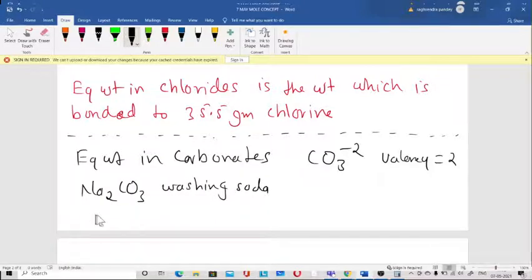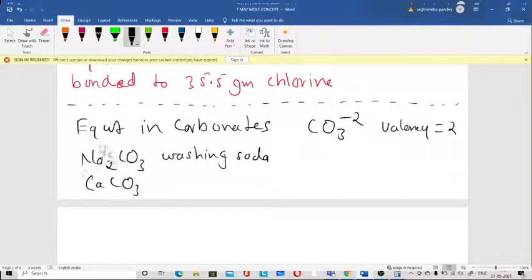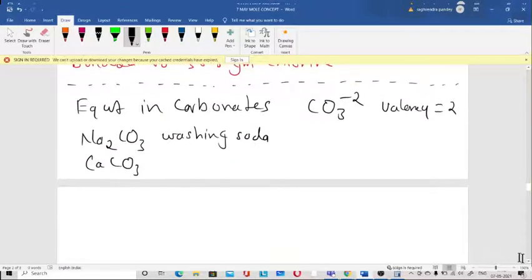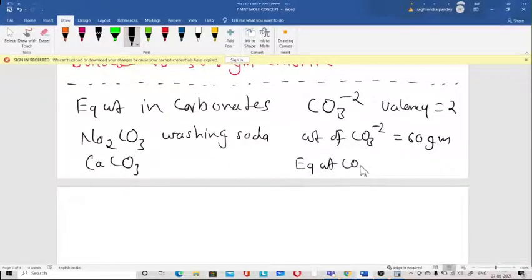Calcium carbonate is there, various other carbonates are there. Sodium has 1 valency, carbonate has 2 valency, so 2 sodium and 1 carbonate. What is the weight of carbonate? It is 60 grams: 12 gram carbon plus 48 gram oxygen. The equivalent weight of carbonate will be 30 gram.